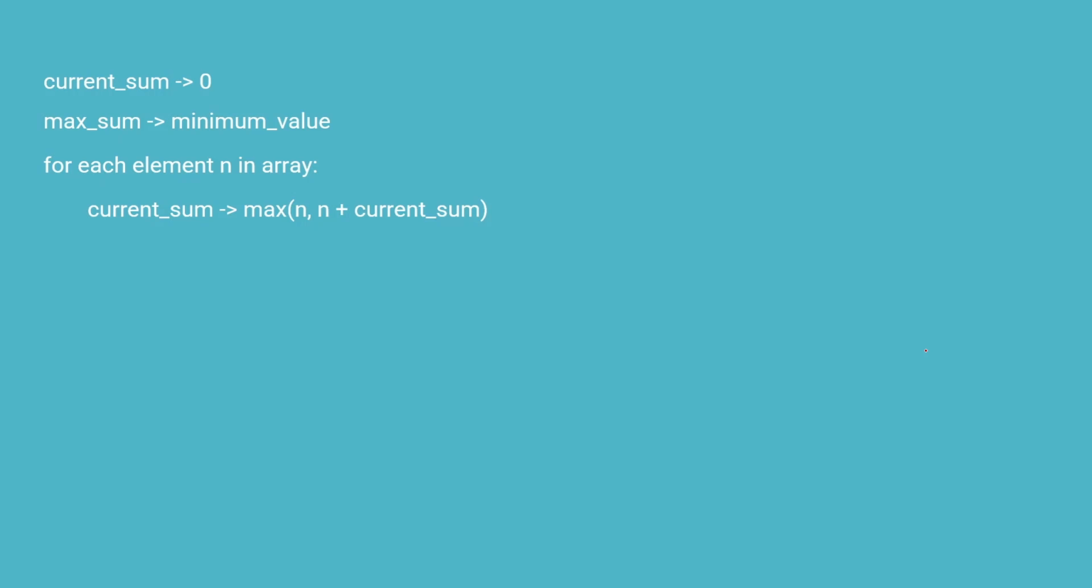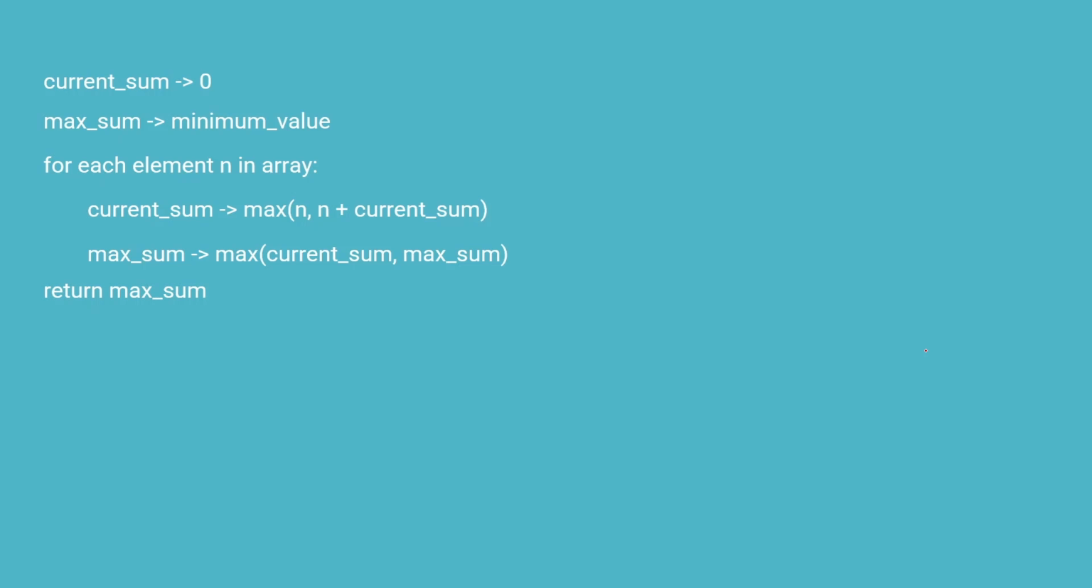After that, we are going to update the value of the maximum sum. That means if the current sum is greater than the maximum sum, update the maximum sum. And when we are done with the array, we will simply return the maximum sum.